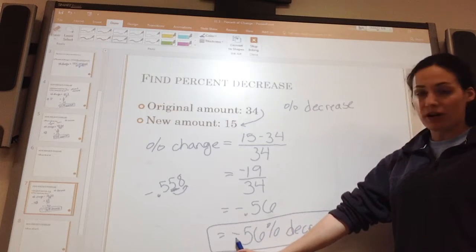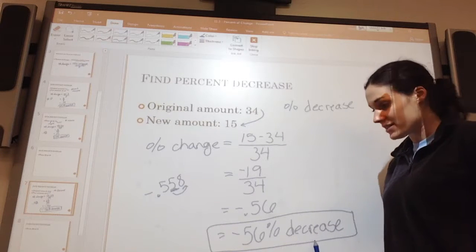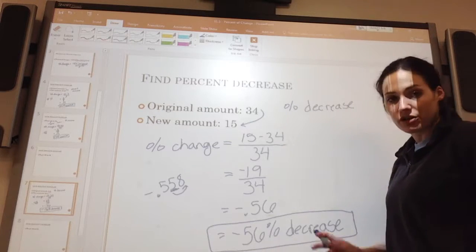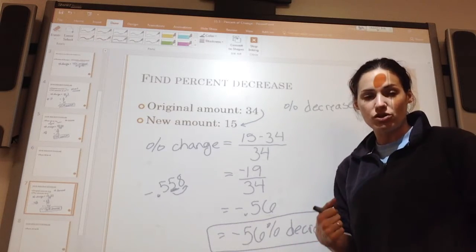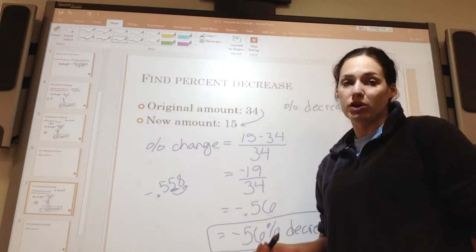Now you technically don't have to have the negative in front of here, not if you write the word decrease. They mean the same thing. So this means go down 56%. Decrease also means go down 56%. So you can write one or the other or both, whichever one you want to.